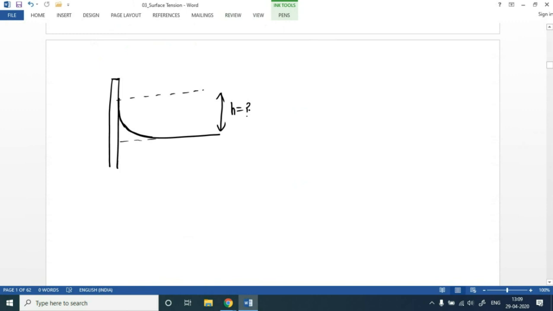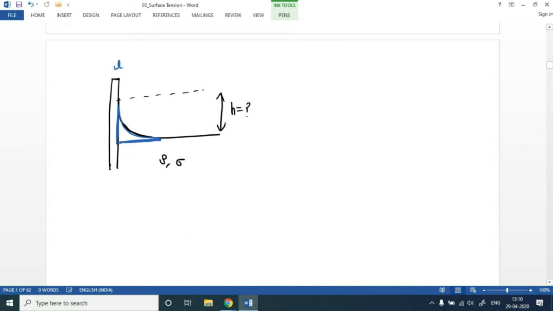The things which are given to us are the density of this liquid and the surface tension of this liquid. So what would be the height of the meniscus formed over here? In order to do that, what we are going to do is consider the equilibrium of this part of the liquid. And let's, for instance, imagine the width of this wall of this aquarium.